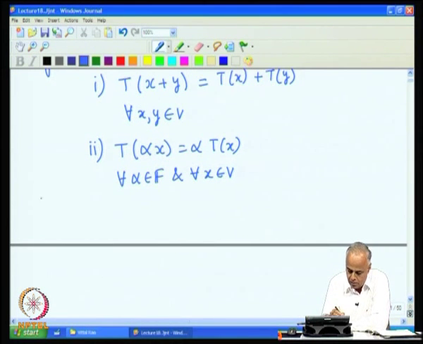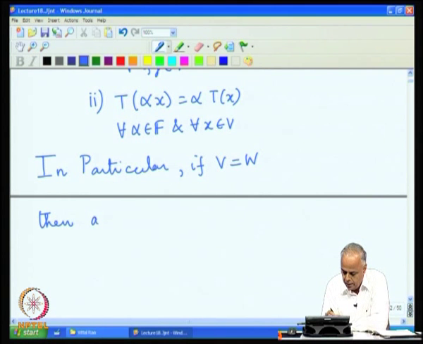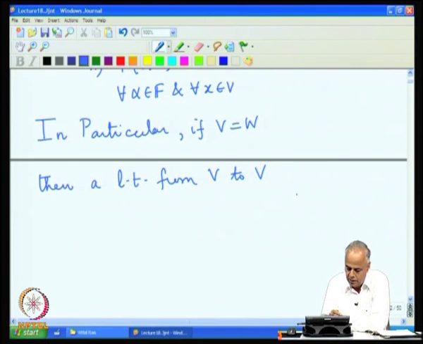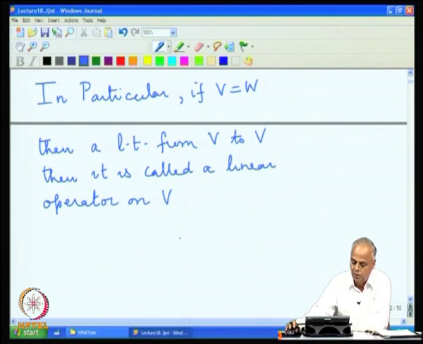In particular, if V is equal to W, then a linear transformation from V to V, that means it is again a transformation from V into V, that is V vectors are encoded again as V vectors, and it preserves the addition and scalar multiplication, then it is called a linear operator on V. So, a linear operator on V is nothing but a linear transformation from V to V.